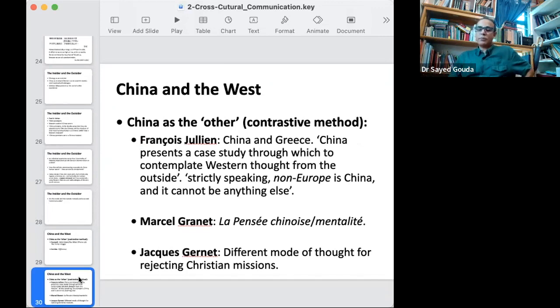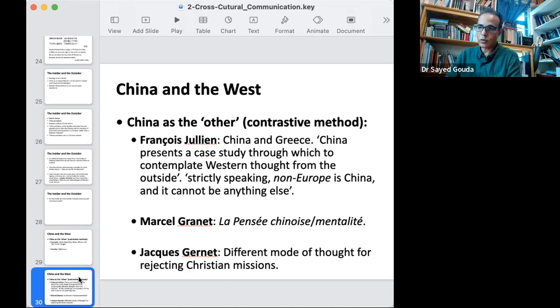As I just said, some scholars said that taking China as the other, the opposite of Western culture, is mainly a French product. It's French scholars who started it. Then Professor Zhang countered this claim and says, no, even American scholars did that. And he gives some examples to show how some of the French scholars were so extremist in the way they depicted China and introduced China.